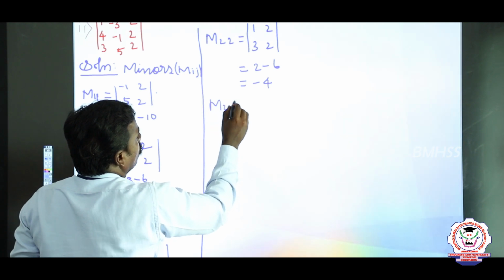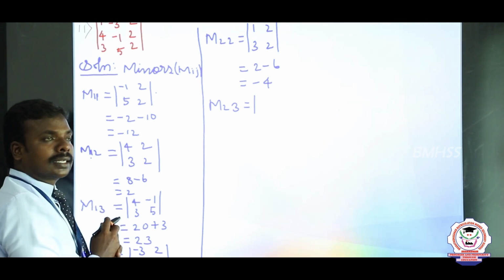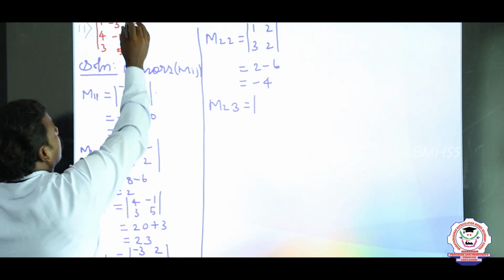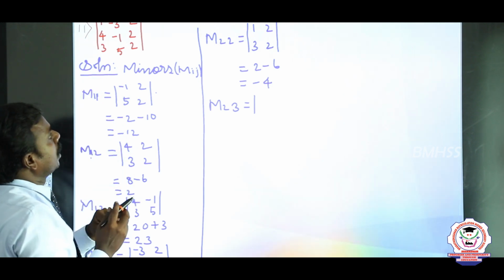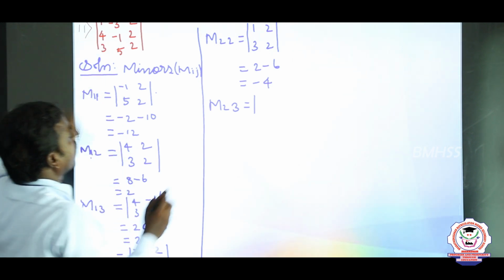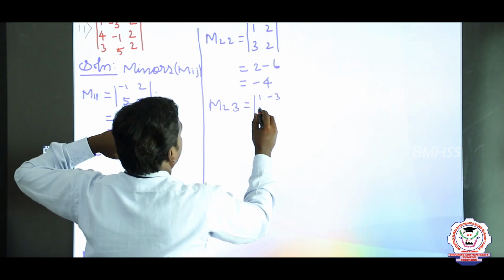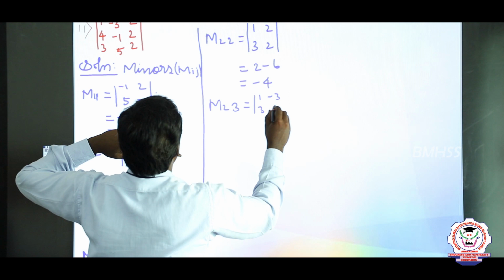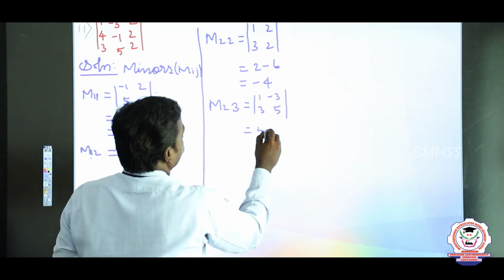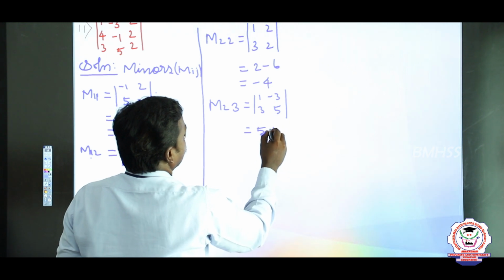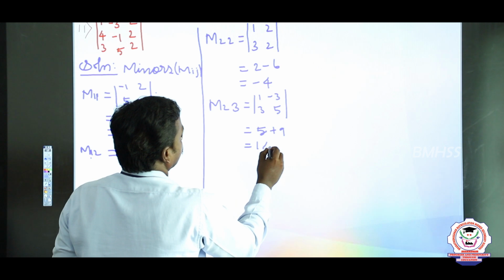M23, second row, third column. So omit completely the second row and third column. What are the remaining elements? From the first row 1 and minus 3, from the third row 3 and 5. Take cross multiply: 5 minus minus is plus 9. So 5 plus 9, this is equal to 14.